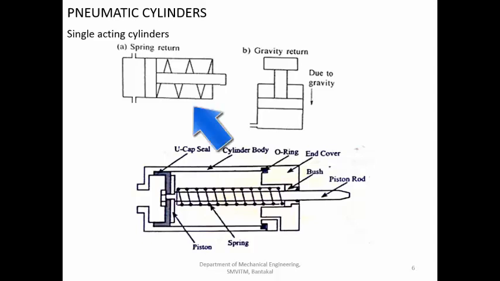So you are having the cylinder here, which is having a spring on one side. This spring can be present on the piston side or it can be present on the rod end side, depending on the construction. Now if you are supplying the fluid into the cylinder, the piston is going to move forward, applying the pressure.